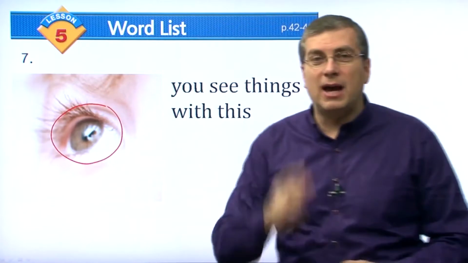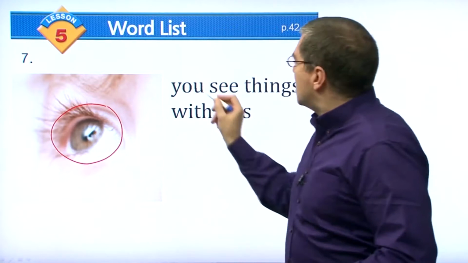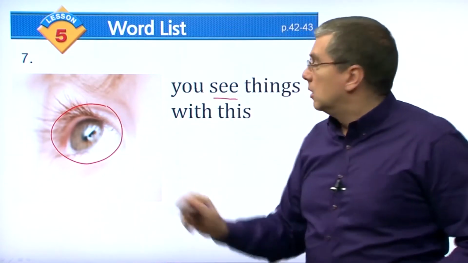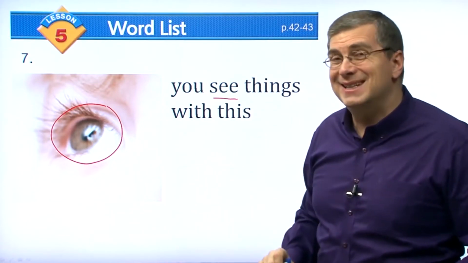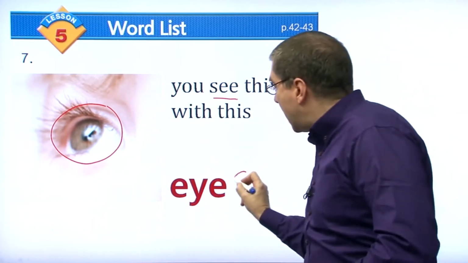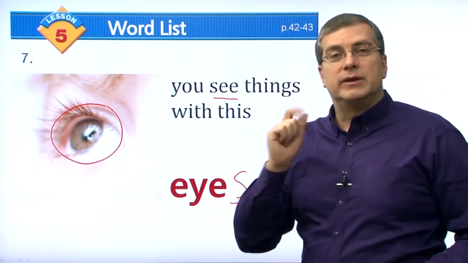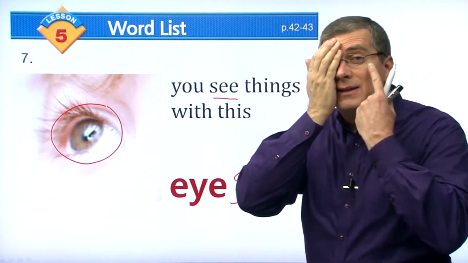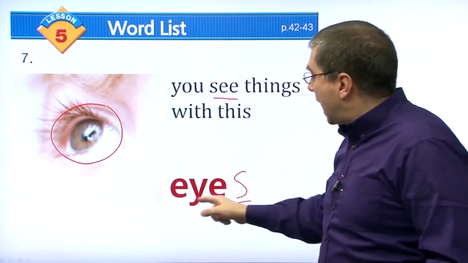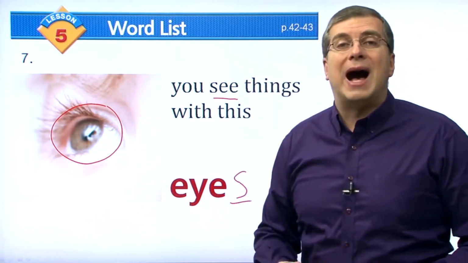What is that, right? We have two of them, right? I have two of them behind my glasses, right? You see things with this. We're only talking about one now. You see things with this. What is it? It is an eye. And of course we have two, so we have eyes. Everybody has two eyes. But if you want to talk about one, you just say, I can see with one eye, right? Or cover one eye. So eye is singular, eyes plural. We all have two eyes.